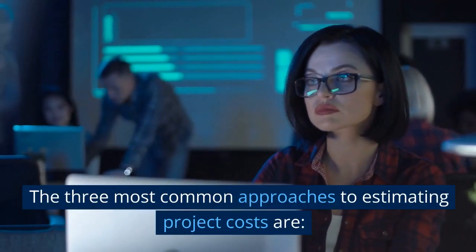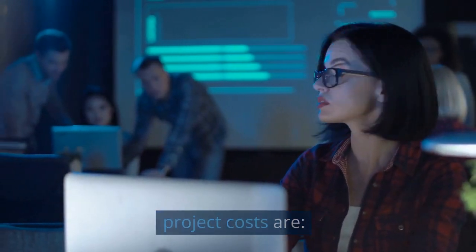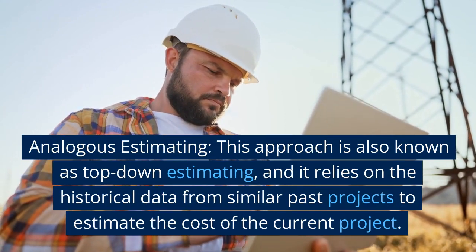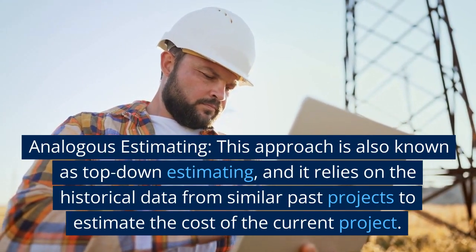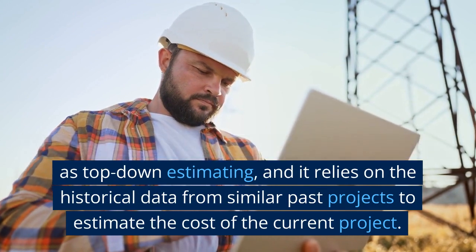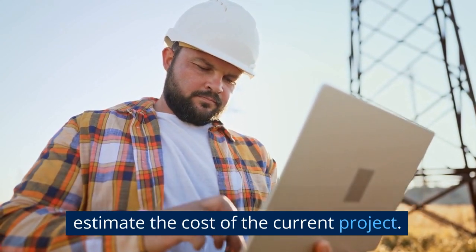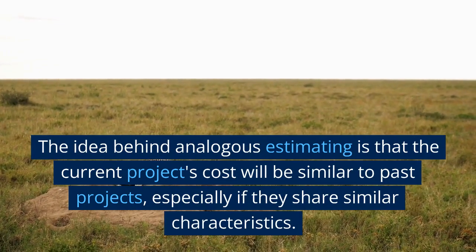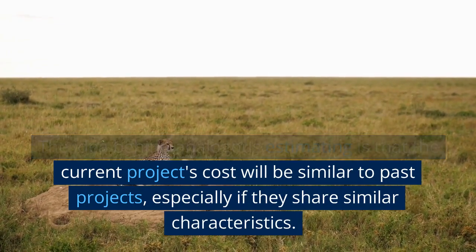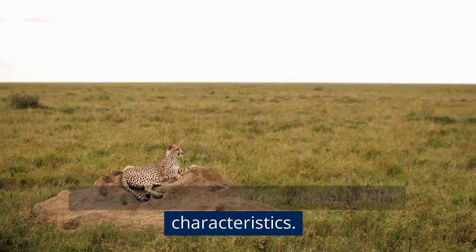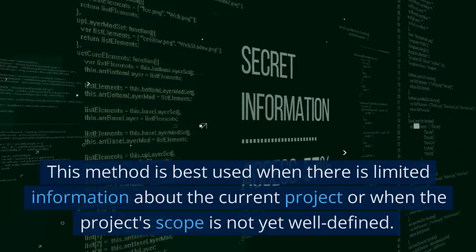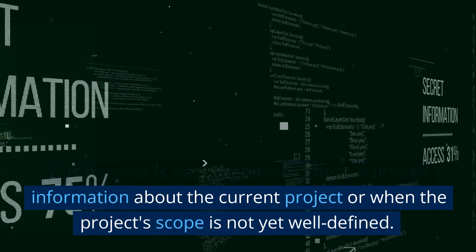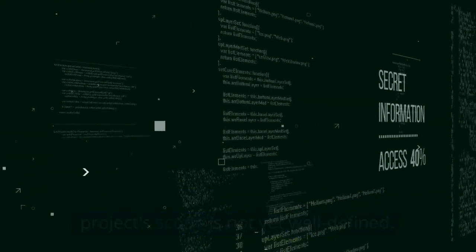The three most common approaches to estimating project costs are analogous estimating. This approach is also known as top-down estimating, and it relies on the historical data from similar past projects to estimate the cost of the current project. The idea behind analogous estimating is that the current project's cost will be similar to past projects, especially if they share similar characteristics. This method is best used when there is limited information about the current project or when the project scope is not yet well defined.